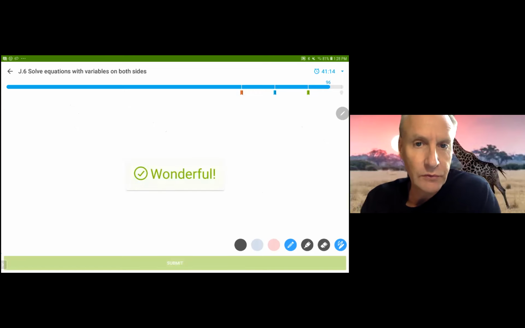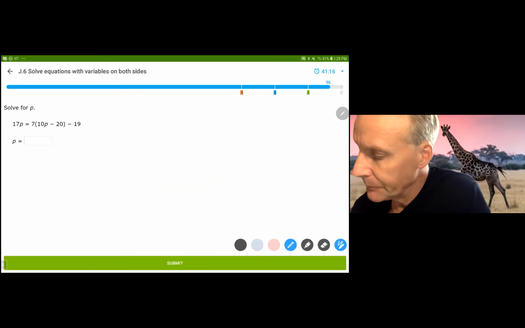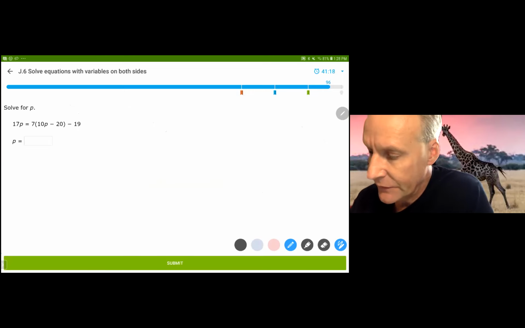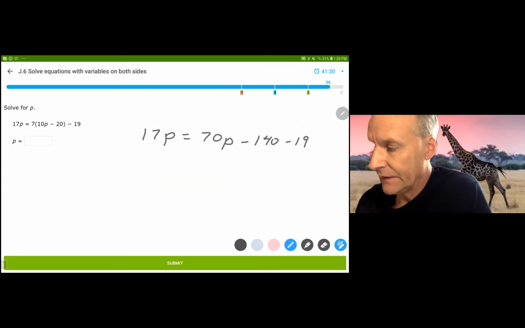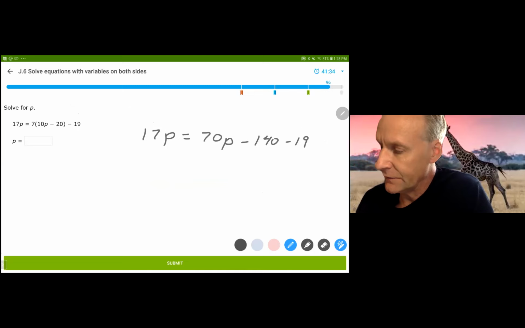We really need to move right along here because I want to finish. I'm going to distribute the 7. So I'm going to write 17p is equal to 70p minus 140 minus 19. And I'm going to do a couple of things at one time. A very common mistake is to want to subtract the 17p. It's not wrong, it just makes more work for yourself.